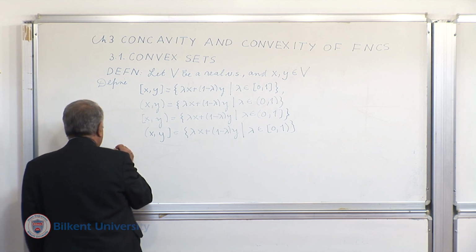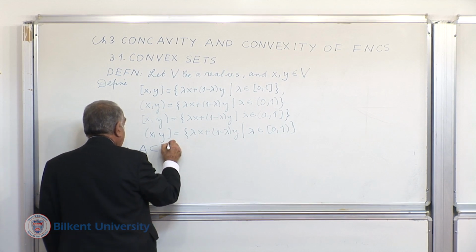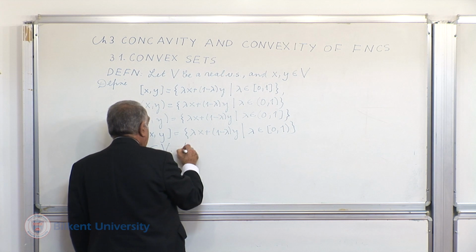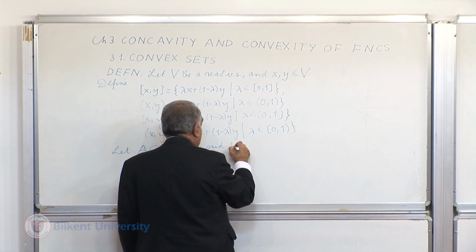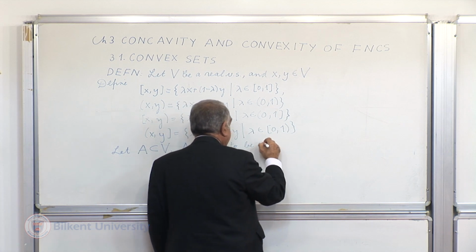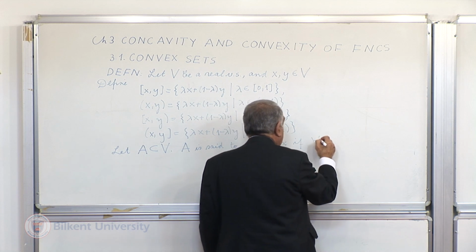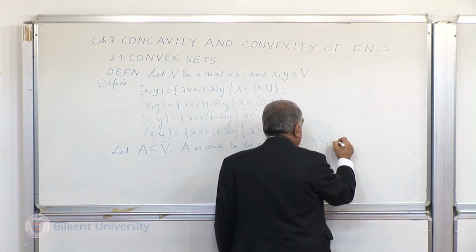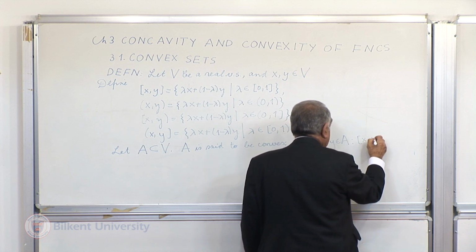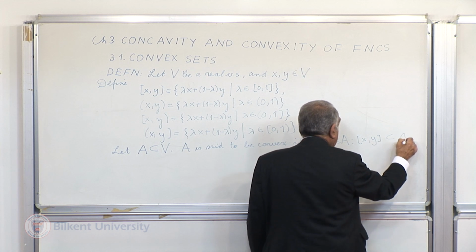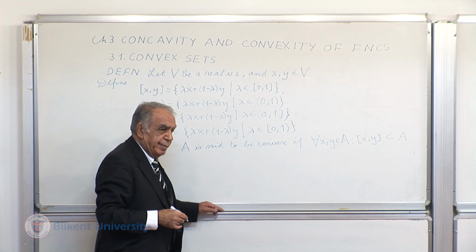Now, let A be a subset of V. A is said to be convex if for all x, y in A, the segment [x, y] is entirely contained in A.